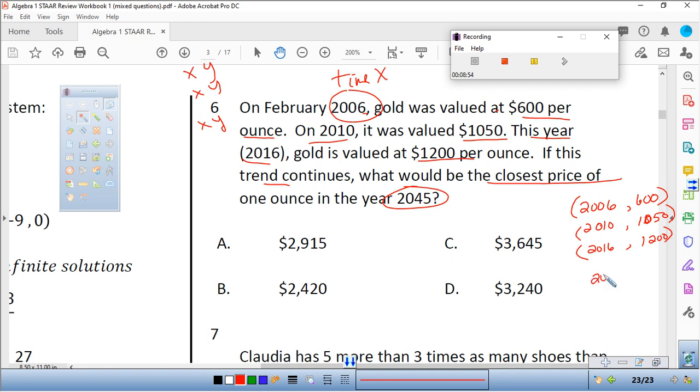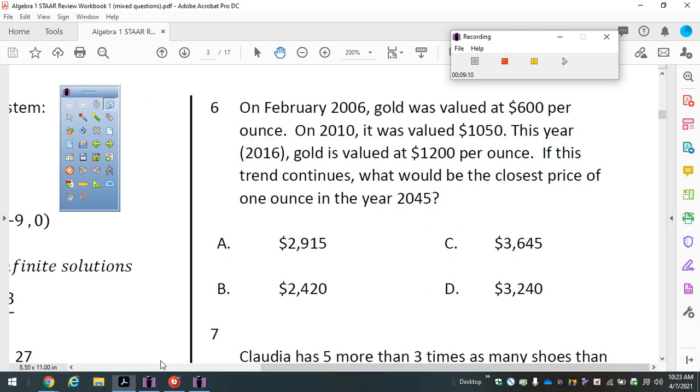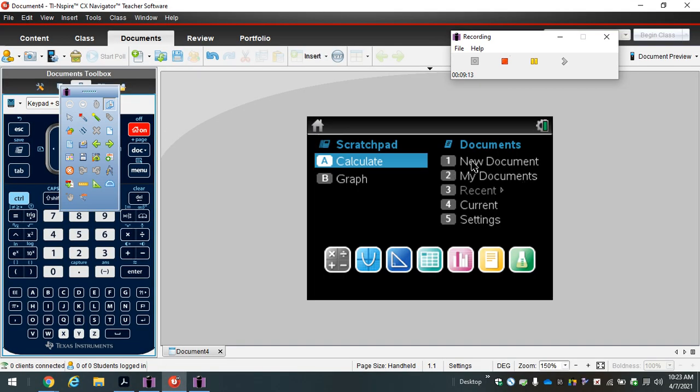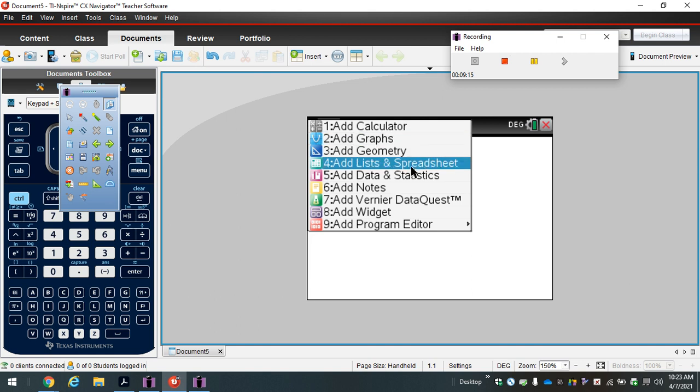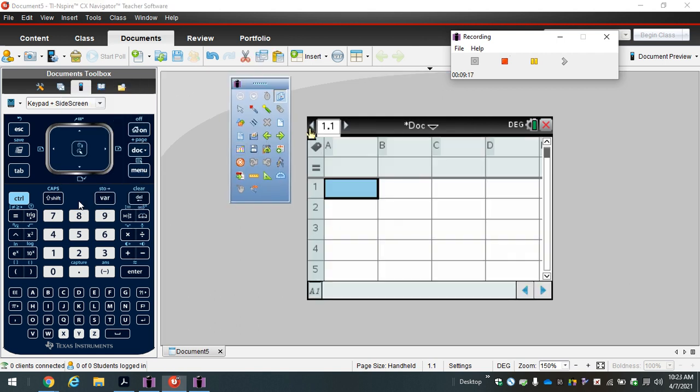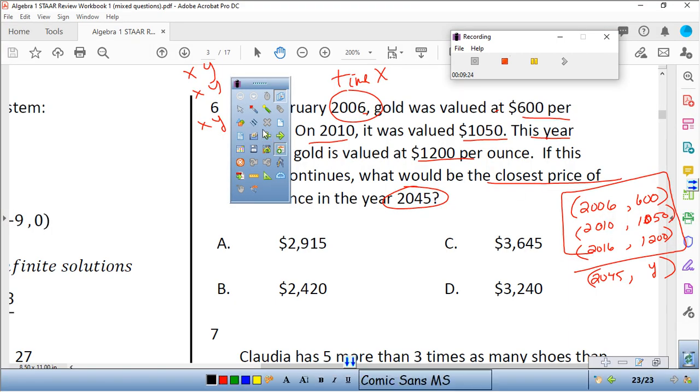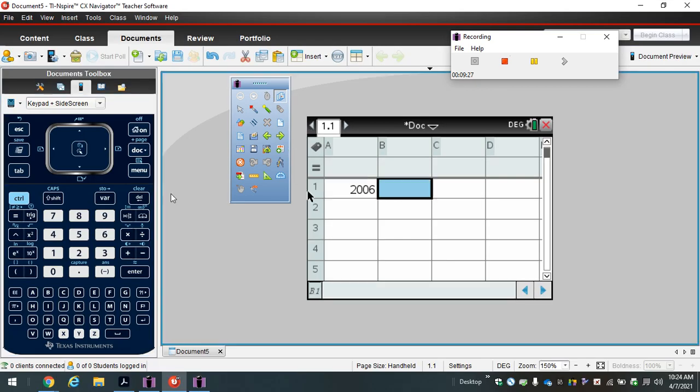They want to know in 2045, what's my Y value? That's what they're asking here. So I'm going to use this to my advantage. If you don't mind, without doing too much work, I'm going to show you how I would do this. Because I'm not afraid of the calculator. Ready? So 2006, 600. So I'm going to turn on the calculator. Go to spreadsheets. 2006, 600 here.